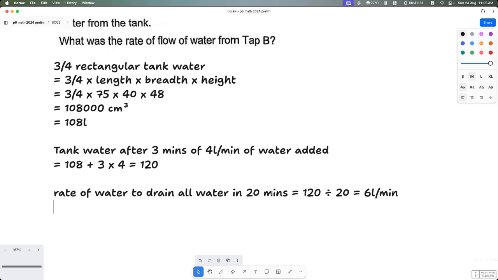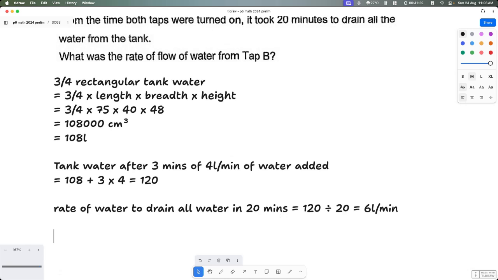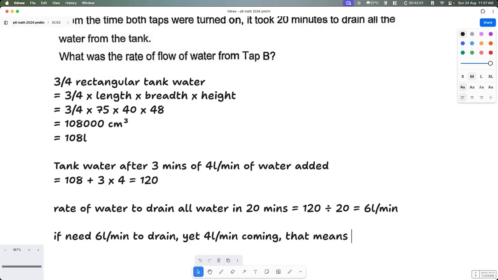Since we need 6 liters per minute to drain out, yet 4 liters per minute is coming in, that means tap B has to drain 6 plus 4, which is 10 liters per minute.